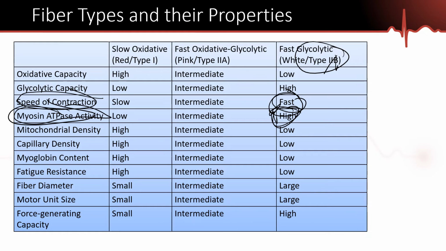Now, what this means is that fast twitch muscle fibers have to be able to produce lots of ATP over a short period of time, right? Because fast twitch muscle fibers shorten really fast, thanks to the very high cycling frequency of their myosin heads. But that also means that they consume huge quantities of ATP over short periods of time. So they have to make huge quantities of ATP over short periods of time.